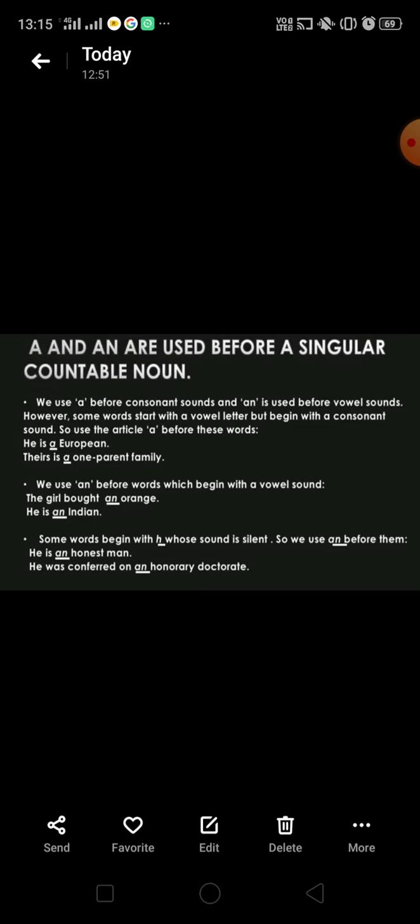Now the next one is some words begin with H whose sound is silent. We are having H in that, but the H sound is silent. So we use an before them. He is an honest man. He was conferred an honorary doctorate. So we are using an with that because this H is silent and we will go by the sound.